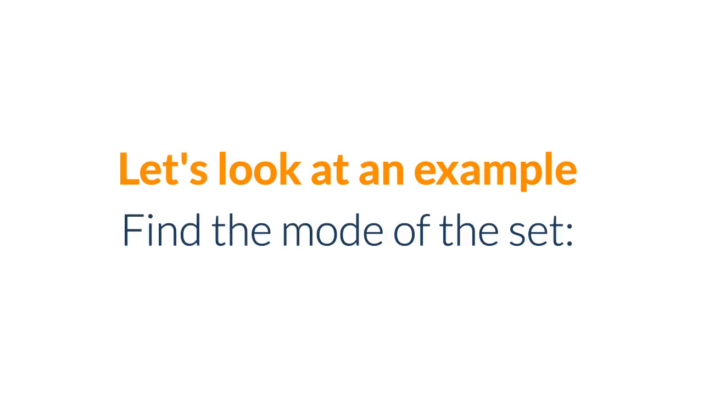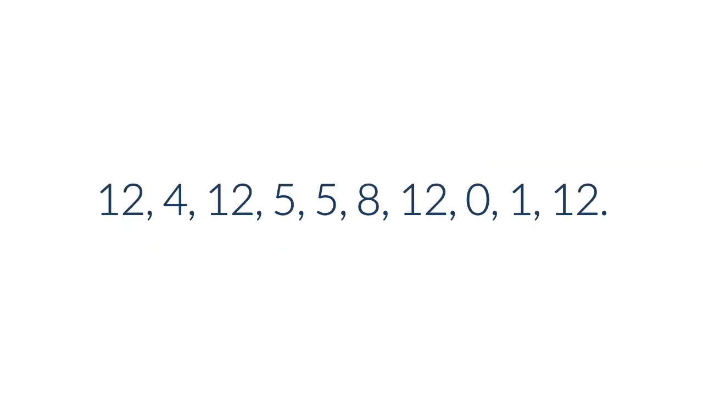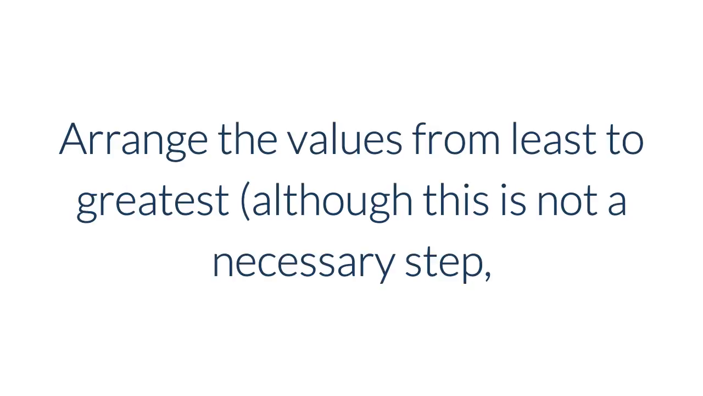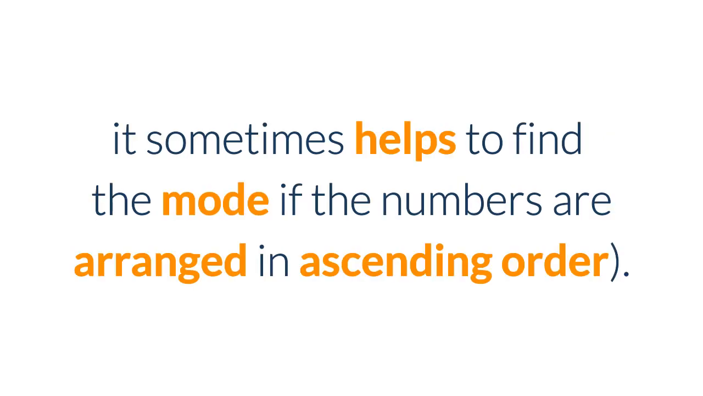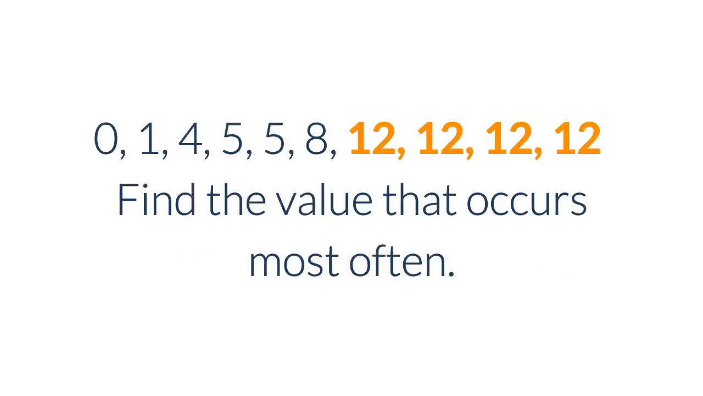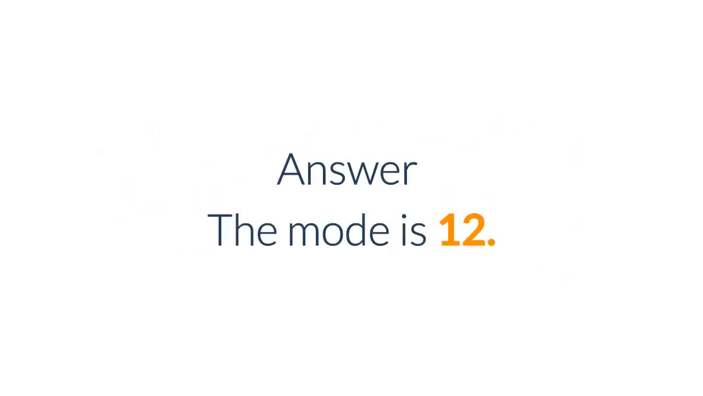Let's look at an example. Find the mode of the set 12, 4, 12, 5, 5, 8, 12, 0, 1, 12. First, arrange the values from least to greatest. Although this is not a necessary step, it sometimes helps to find the mode if the numbers are arranged in ascending order. Then find the value that occurs most often. In this case, the mode is 12.